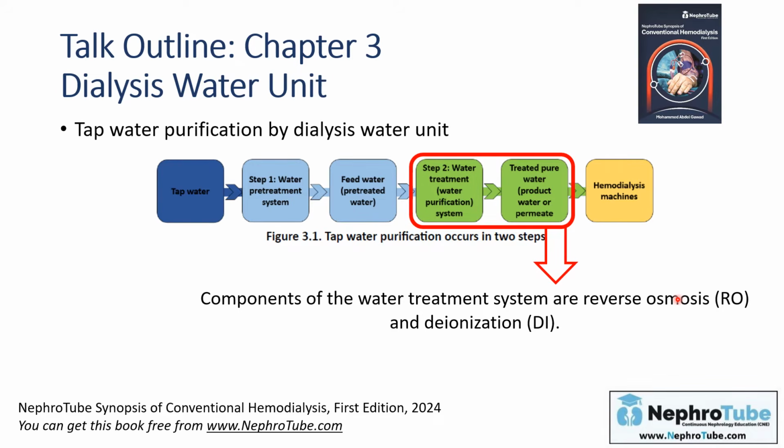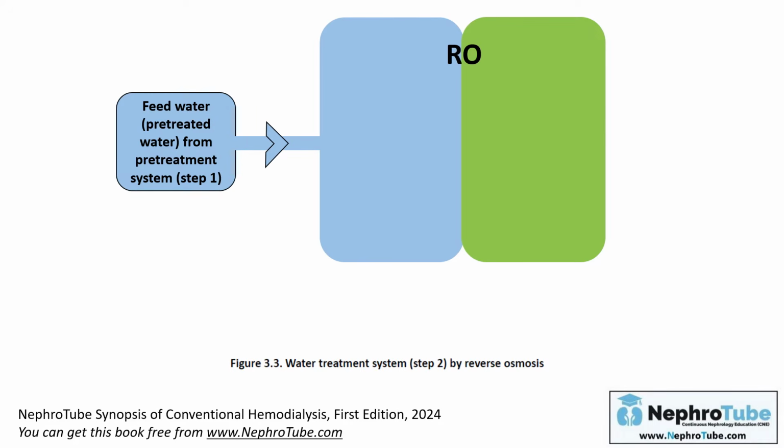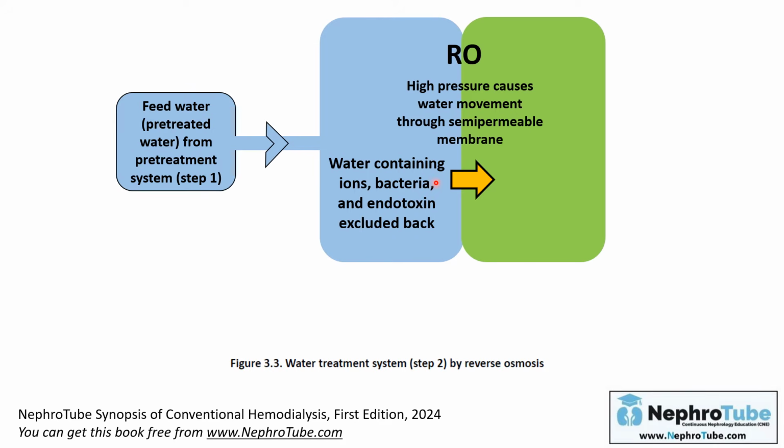Let's go through the details of both of them. I will start with the details of reverse osmosis. What is reverse osmosis and how does it form the product water or permeate? The feed water that comes from step 1 will go through the reverse osmosis. The reverse osmosis has a semi-permeable membrane. So water in this compartment will pass from here to here under high pressure through a semi-permeable membrane.